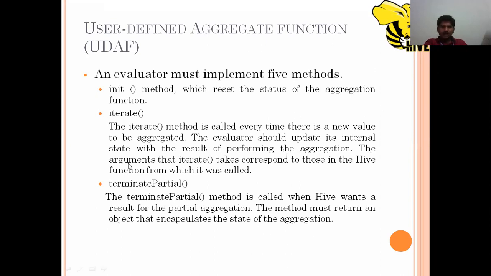The arguments that iterate takes correspond to the Hive function that is called. So previously we talked about the way we declare the parameters. In the same way, we have to invoke it when the function is called. Then another one is terminatePartial. The terminatePartial method is called when Hive wants a partial result.